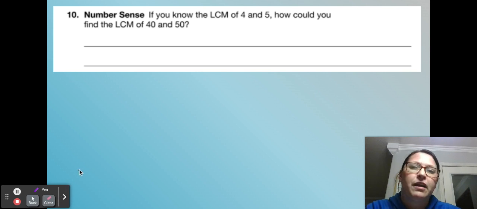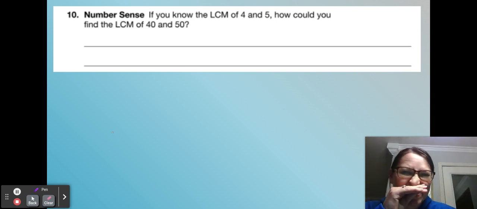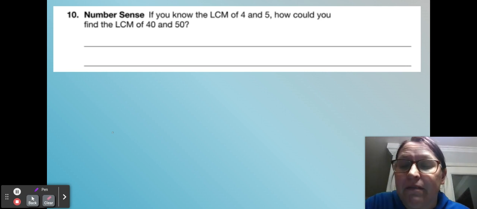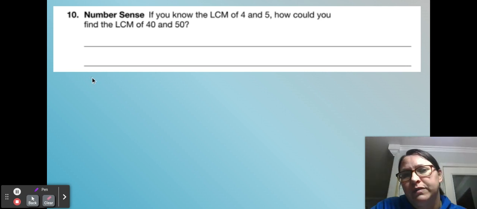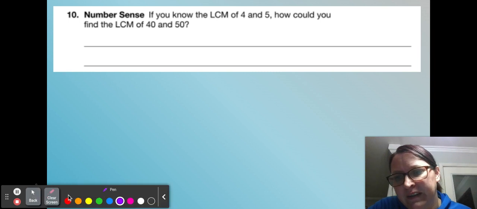I'm on number 10. If you know the LCM of 4 and 5, how could you find the LCM of 40 and 50? What do you think? Let's try this. If I take my pen, I'm going to do 4 and 5 in red.